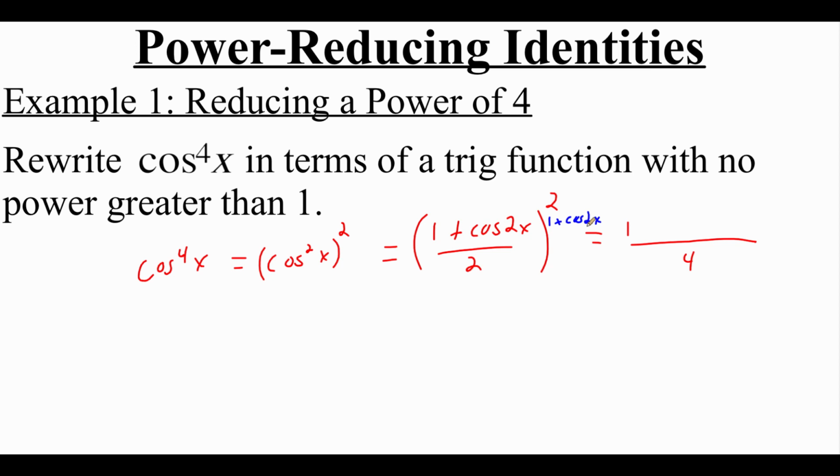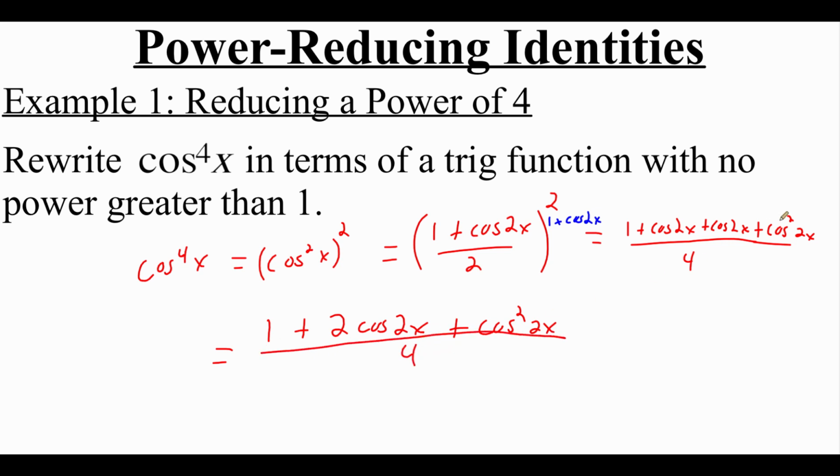So 1 times 1 is 1. Then 1 times the cosine of 2x is the cosine of 2x. 1 times this cosine of 2x is cosine of 2x. And then the cosine of 2x times the cosine of 2x is going to be the cosine squared of 2x. Now there are some like terms that we can combine on top. We've got this cosine of 2x plus another cosine of 2x. So we've got 1 plus 2 cosine of 2x plus that cosine squared of 2x, and this is all over 4.